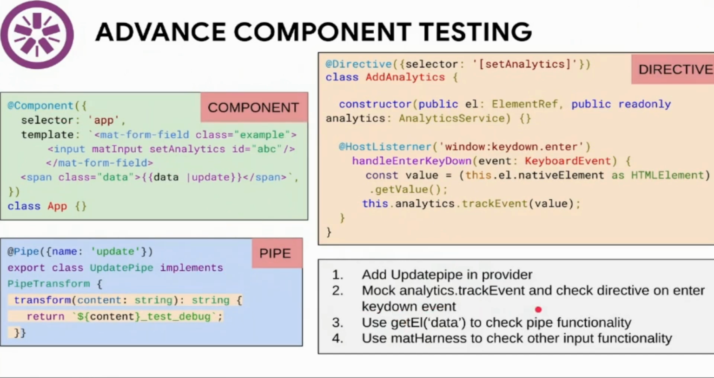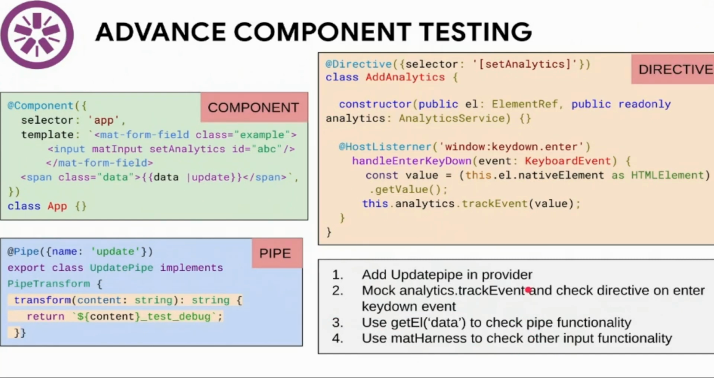So we will mock them, and if it triggers enter, then it should get called, like how we tested it in the earlier case. Then to test the pipe, we will just use getEl to check the pipe functionality, and if we want to test any other thing inside this, then we are going to use mat harness.